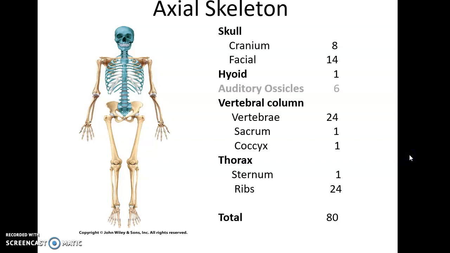So the axial skeleton is made up of the bones that run along the midline of the body. It includes the skull, the hyoid bone, the vertebral column, and the thorax or thoracic cage. It makes a total of 80 bones. The only ones that we aren't talking about today are the auditory ossicles. These 6 bones are the teeny tiny bones in the ear.